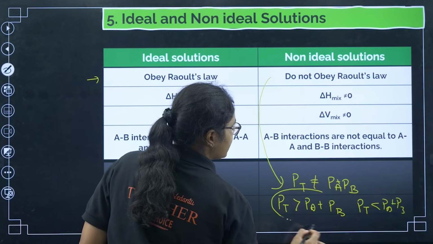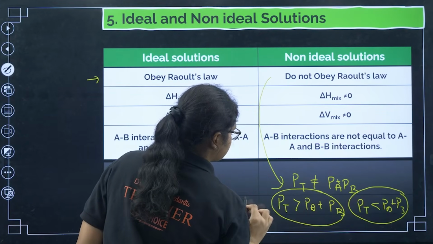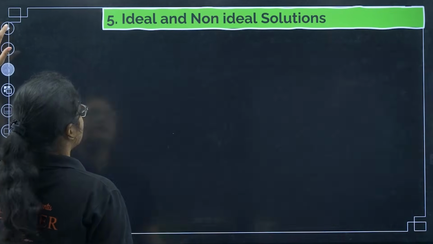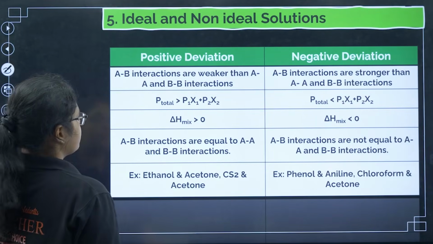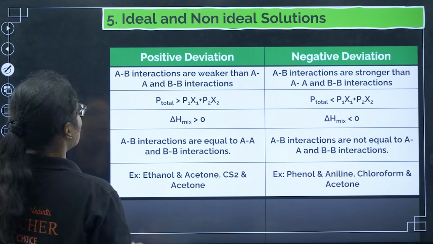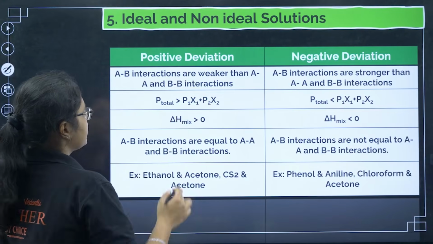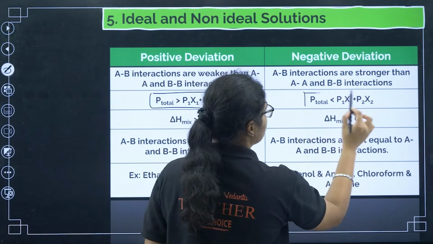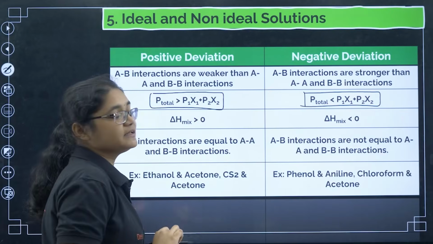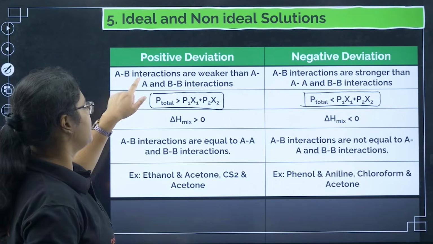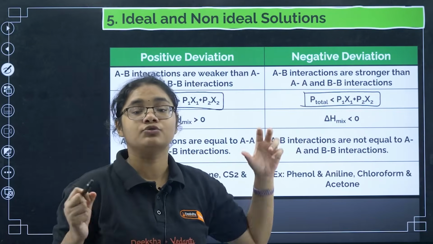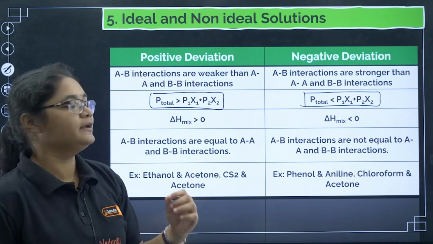So if it is more than, it is positive deviation. If it is less than, it is negative deviation. Okay, so you can see here, positive deviation, P total is more than P1 x1 plus P2 x2, and here P total is less than P1 x1 plus P2 x2. Here AB interactions are weaker than AA BB interactions. Here AB interactions are stronger than AA BB interactions.